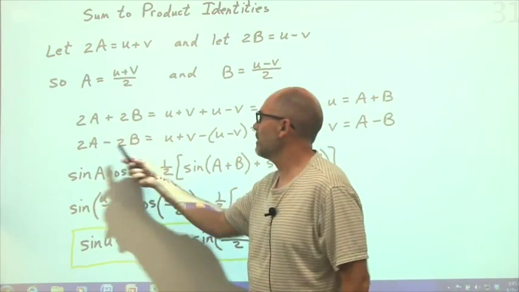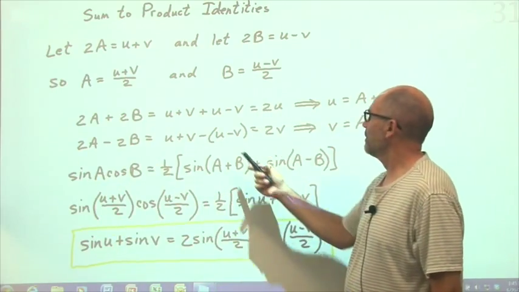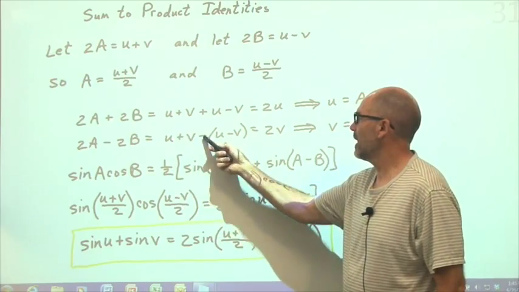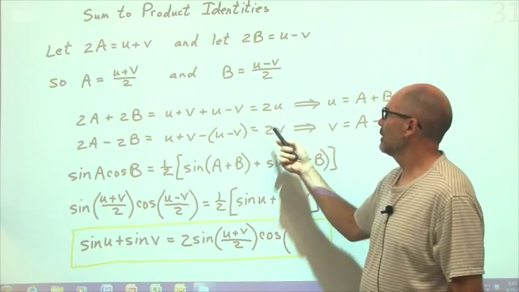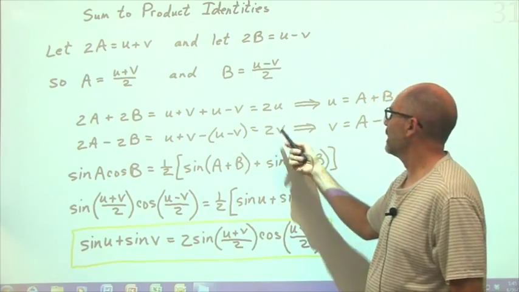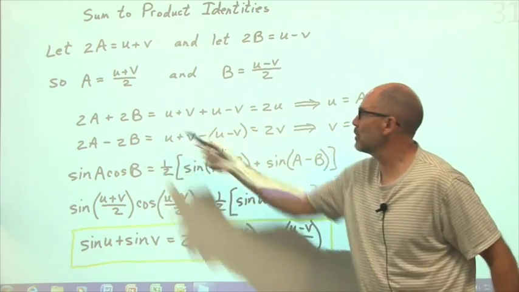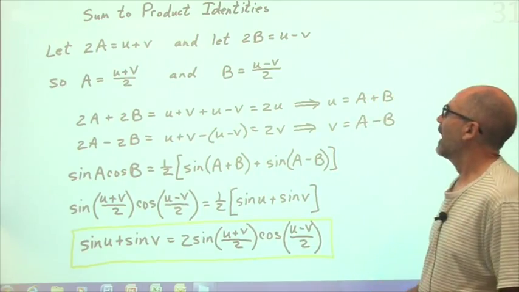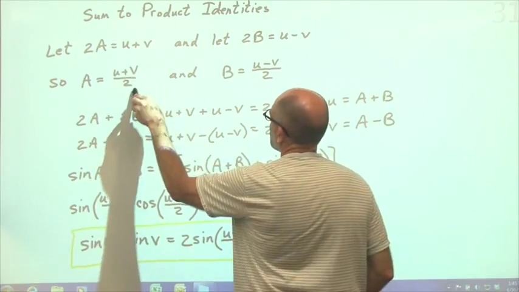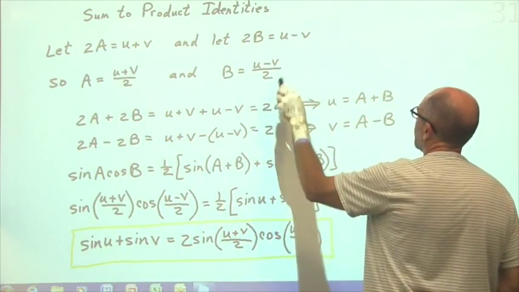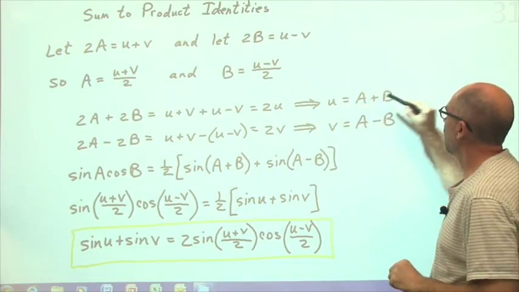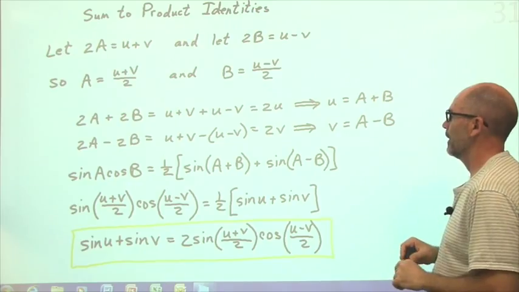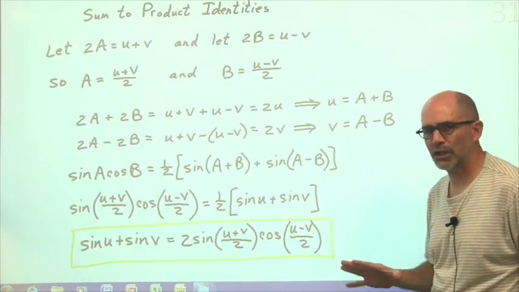Likewise, if I go 2a minus 2b, notice I'm going to end up with u minus u, the u's are gone, and v minus a negative v, the v's add. So 2a minus 2b equals 2v. Now if I want 1v, I just divide by 2, so 1v is going to be a minus b. So a is u plus v over 2, b is u minus v over 2, u is a plus b, v is a minus b. All right, now we're ready for action.